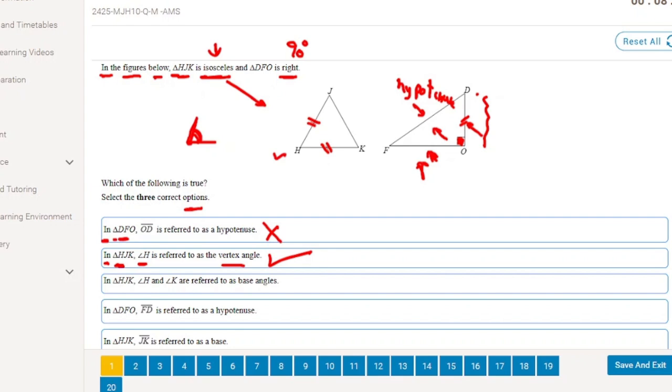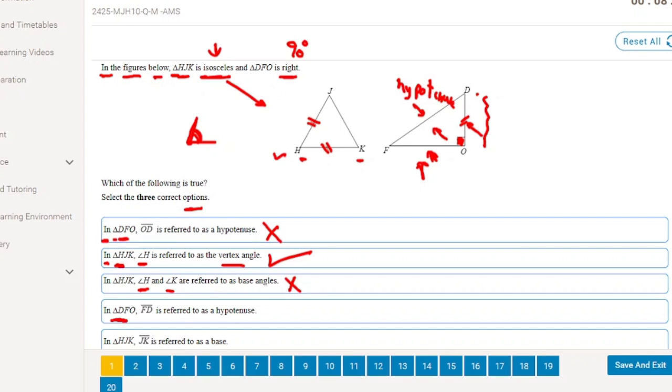In triangle HJK, angle H and angle K are referred to as the base angles. No, this is not the right answer. The base angles in the isosceles triangle will be angle J and angle K.